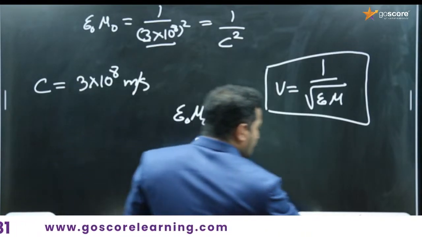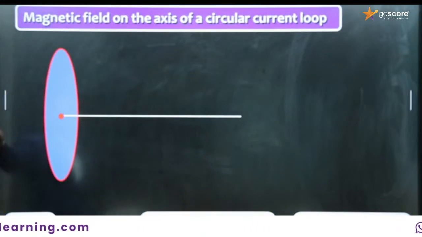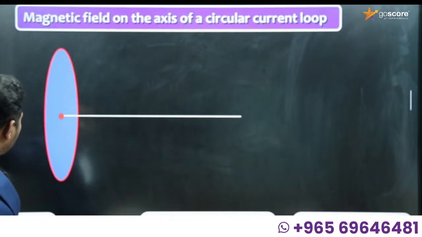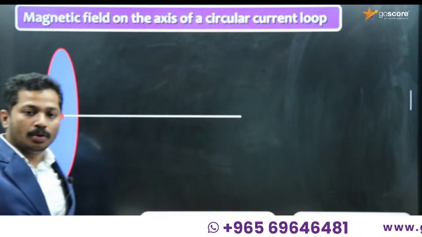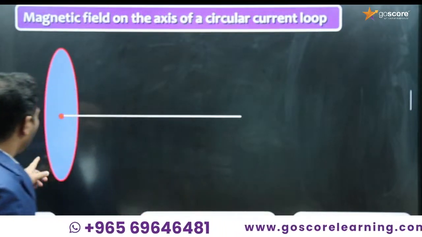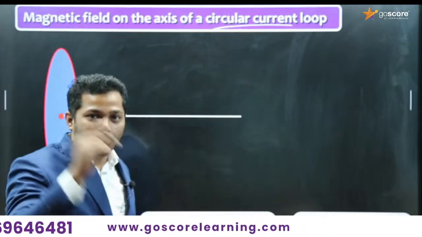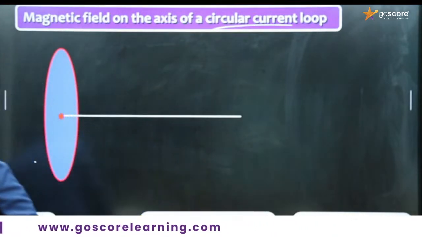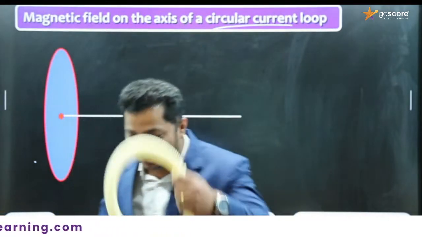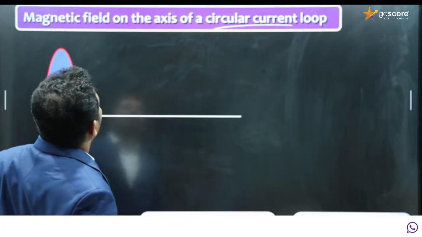Next important derivation is here: magnetic field on the axis of a circular current loop. Sir, you stated circular current loop, but it is elliptical in shape. What happened? It's an ellipse, right? But we have a circular current loop. Wait, why don't I draw a circular loop? Okay, so I have a circular loop here. It's not circular now. Okay, it has become circular now. So this is our circular loop. What's the heading? Magnetic field on the axis of a circular current loop.